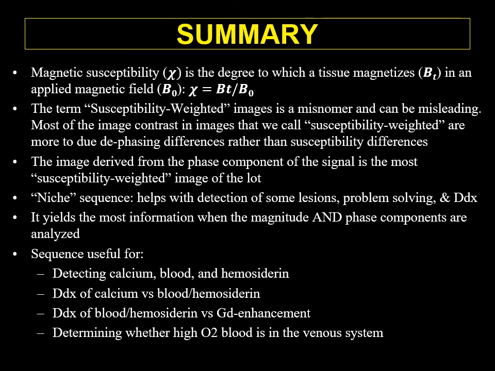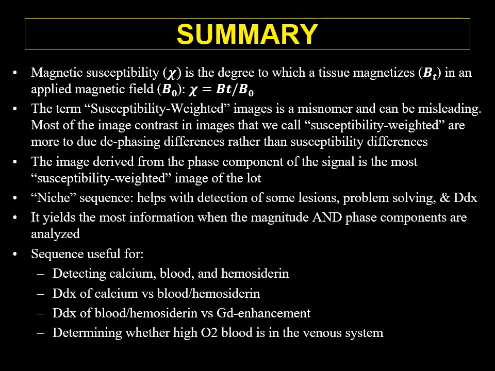So to summarize, magnetic susceptibility chi is the degree to which a tissue magnetizes in an applied magnetic field. The simplified formula is chi is equal to the induced magnetization over the applied field, but as I mentioned at the beginning of this lecture, this is a simplification. The term susceptibility weighted images is a misnomer and can be misleading. Most of the image contrast in images that we call susceptibility weighted, at least the magnitude component, is mostly due to dephasing differences rather than susceptibility differences. The image derived from the phase component of the signal is the one that is most susceptibility weighted of the lot.